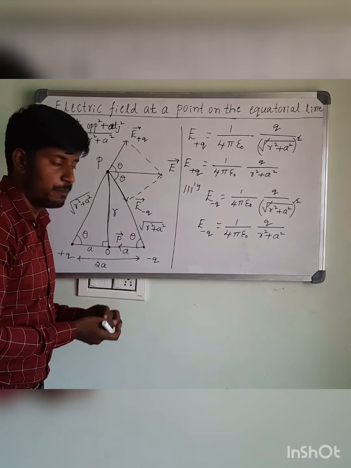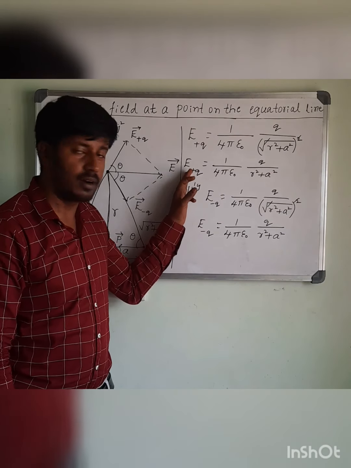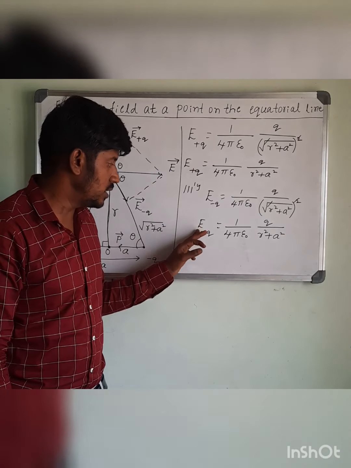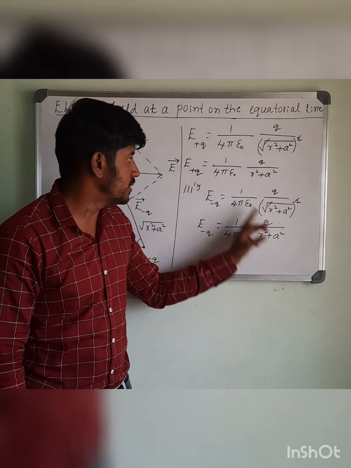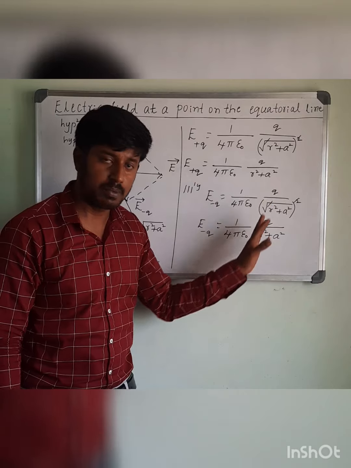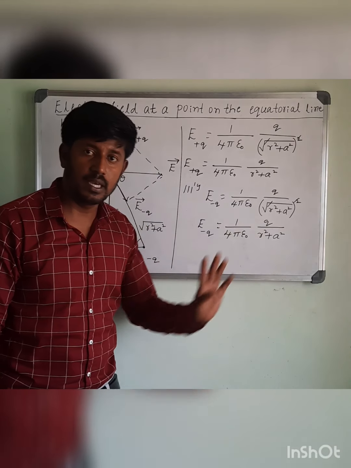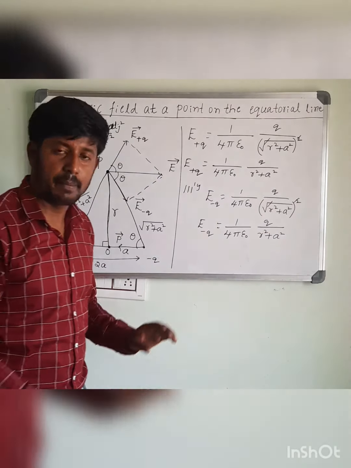Observe these two. The magnitude of the electric field due to the positive charge and due to the negative charge will be the same. See, 1 by 4 pi epsilon naught, q by r square plus a square. Similarly, here also the same thing. Remember this thing.